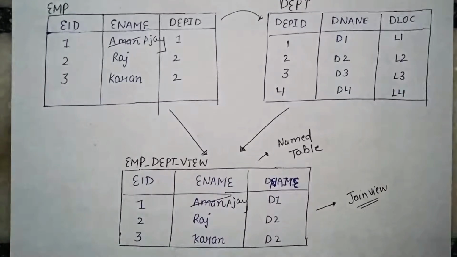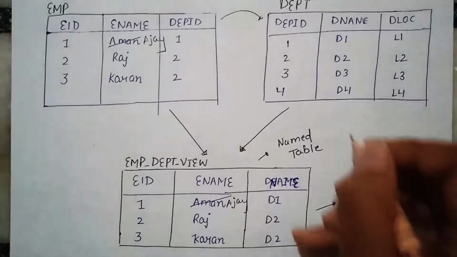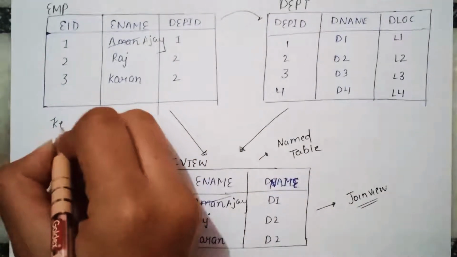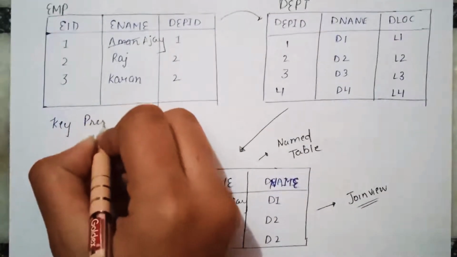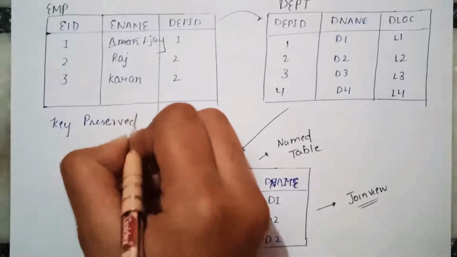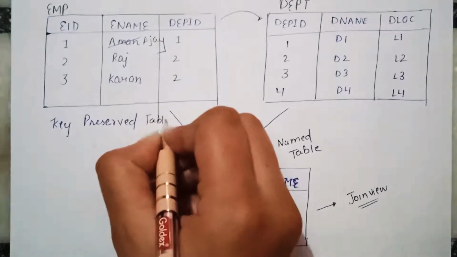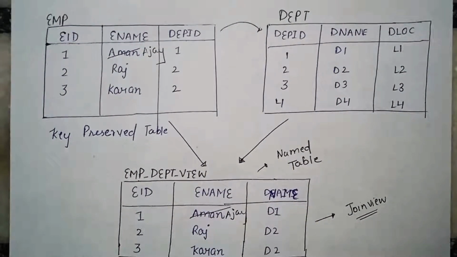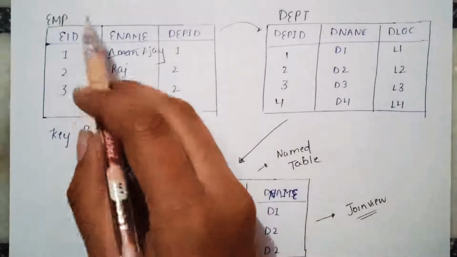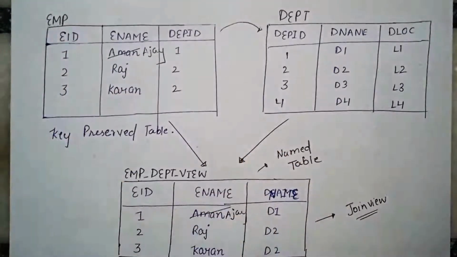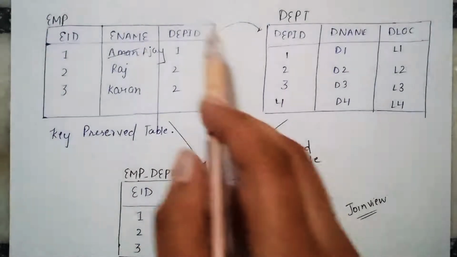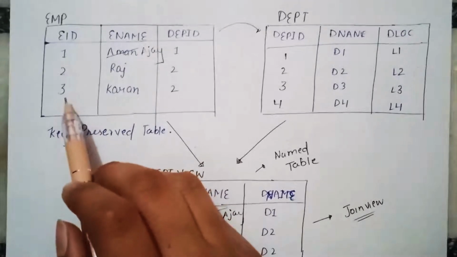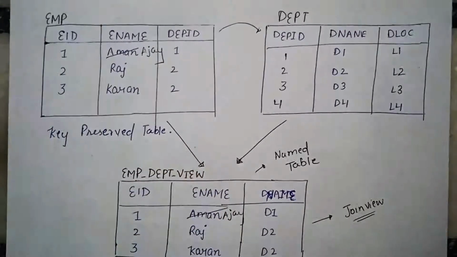Now here we get one term: what is a key preserved table? A key preserved table is a kind of table whose primary key is not going to be referenced somewhere else. For example, in this employee table we can see that the primary key, EID, is not going to be referenced by another table.